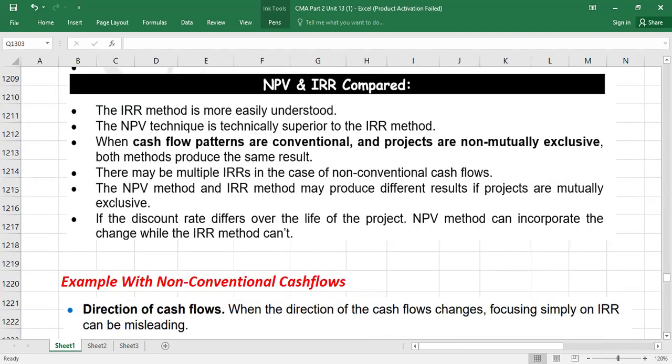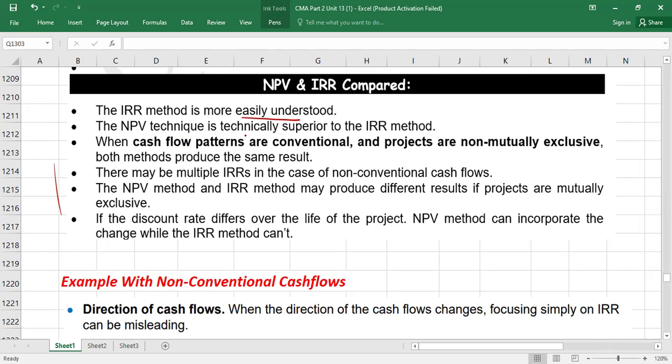Now I'm going to go through these points, and with these points I will tag the examples. First point: the IRR method is more easily understood. I already told you this advantage, because it is in percentage terms, which can be easily understood even by people with a non-finance background. But if you show an NPV calculation to people who don't have a finance background, they will not understand anything.